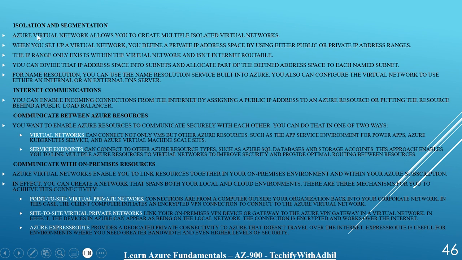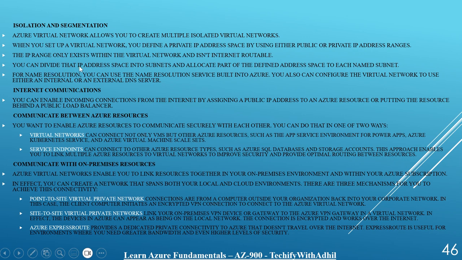So the first network capability we'll be seeing is isolation and segmentation. Azure Virtual Network allows you to create multiple isolated virtual networks. When you set up a virtual network, you define a private IP address range space by using either public or private IP address ranges. So the IP range only exists within the virtual network and isn't internet routable. So this is one of the important things to take note.